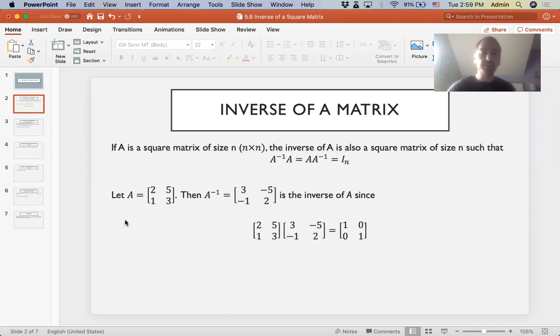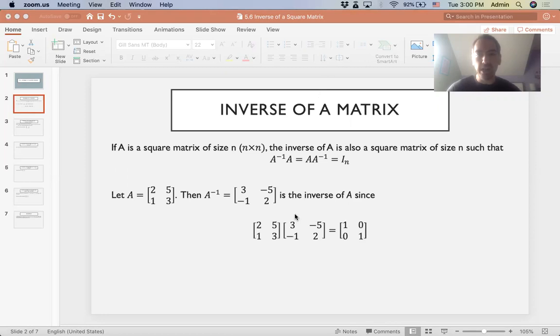All right, so if we were to look at an example, let's call the matrix A this 2 by 2 matrix [2, 5; 1, 3]. Then we can say that its inverse, which we'll show how to find shortly, is [3, -5; -1, 2], because when we multiply A by A inverse, we get the identity matrix. Remember, the identity matrix is the diagonal of ones, everything else zeros.